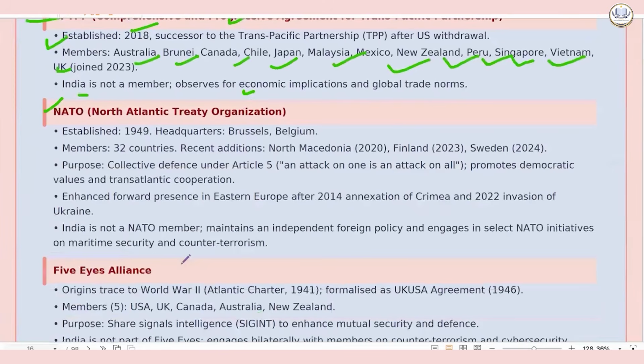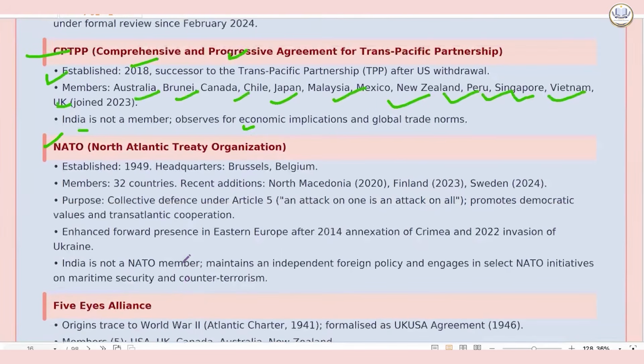Then NATO. So North Atlantic Treaty Organization, established in 1949, headquarters is Brussels in Belgium. There are 32 member countries like Albania, Belgium, Bulgaria, Canada, Croatia, Czech Republic, Denmark, Estonia, Finland, France, Germany, Greece, Hungary, Iceland, Italy, Latvia, Lithuania, Luxembourg, Montenegro, Netherlands, North Macedonia, Norway, Poland, Portugal, Romania, Slovakia, Slovenia, Spain, Sweden, Turkey, United Kingdom, and United States.